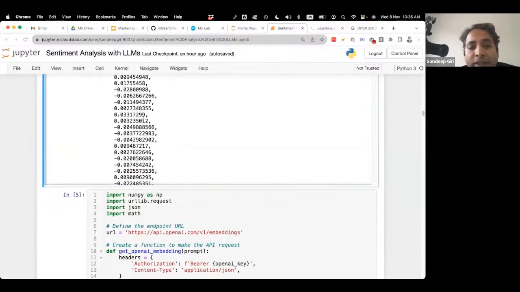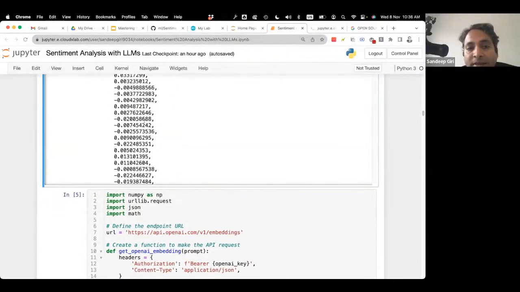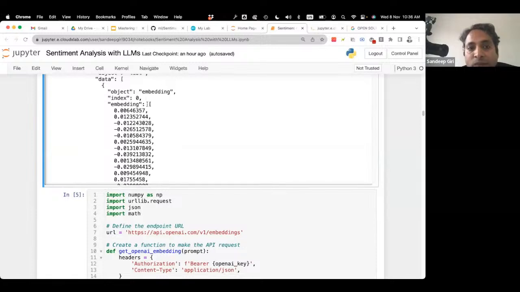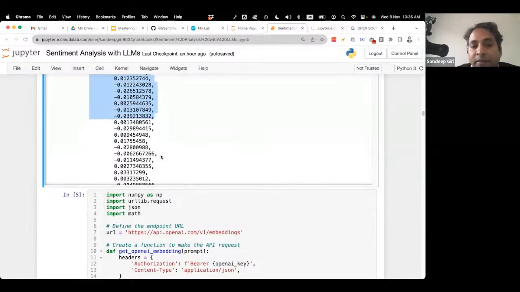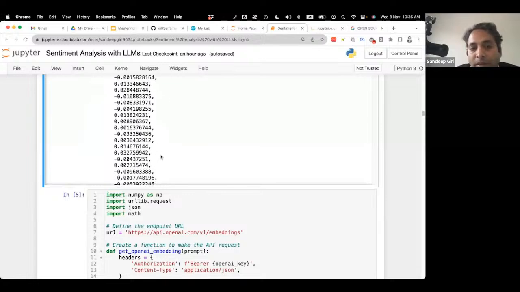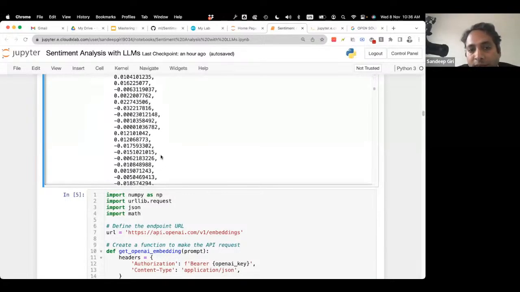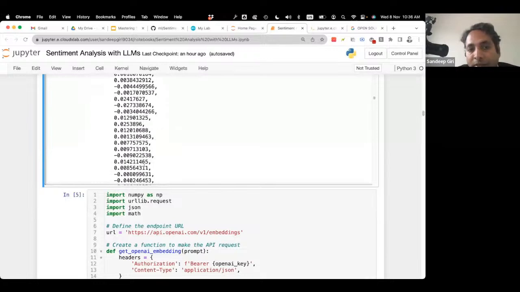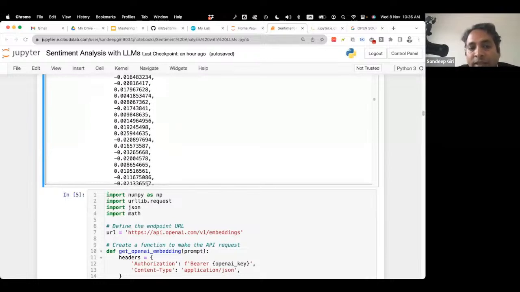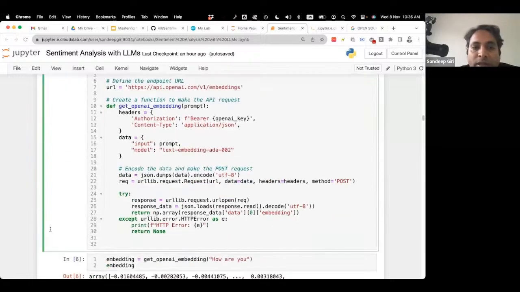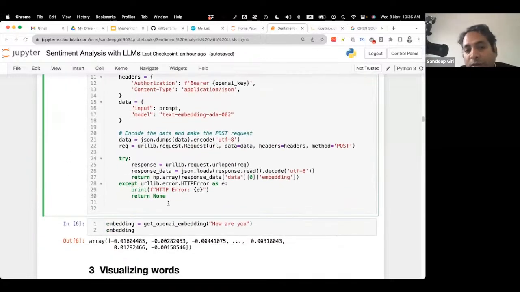Now, here you see these numbers is what it has returned me. It returned that embedding. Now it's difficult to count it like this. Instead, we will use code to do it.